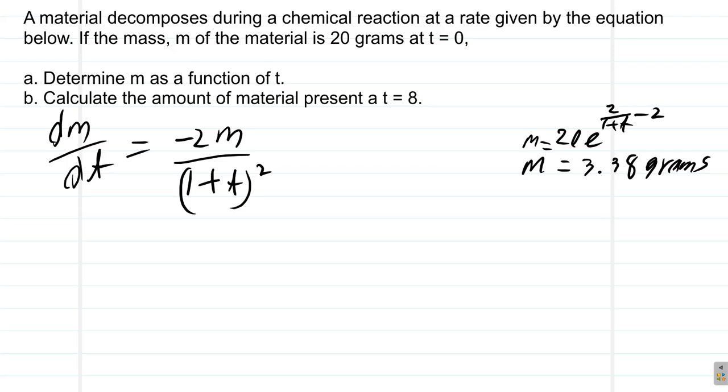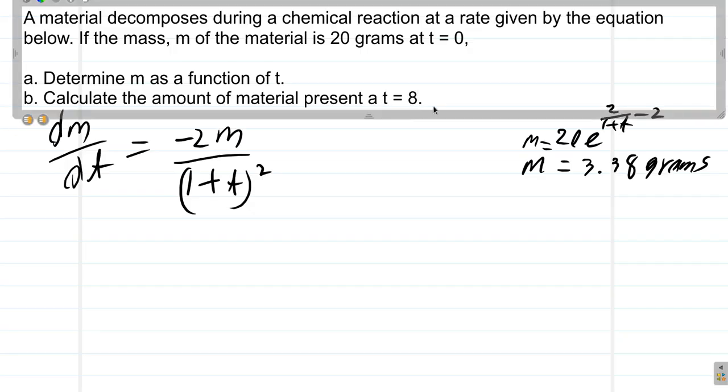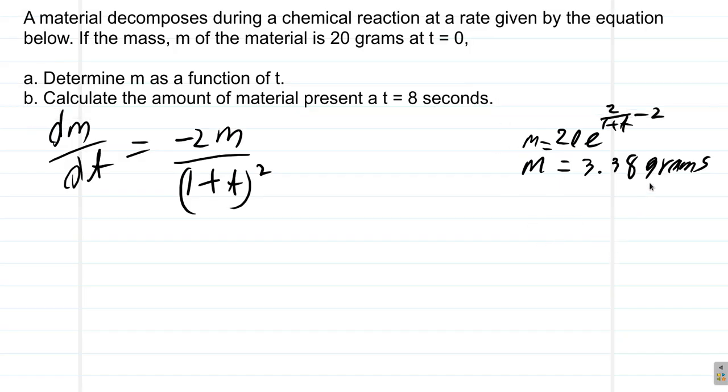Now, let me just adjust that. The original question did not say seconds, but I'm going to put seconds there. Alright, this is the equation. dm by dt equals negative 2m over 1 plus t squared. The original equation used y instead of m, but if you're representing mass, I prefer to use m for mass.